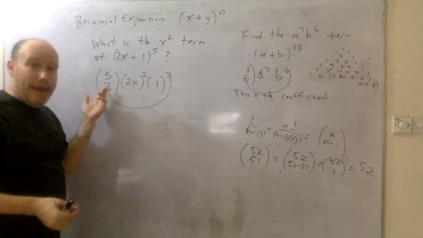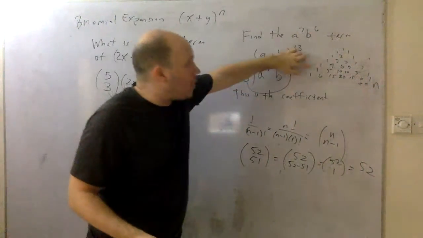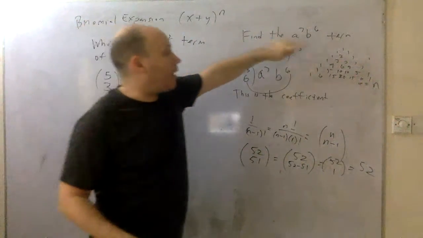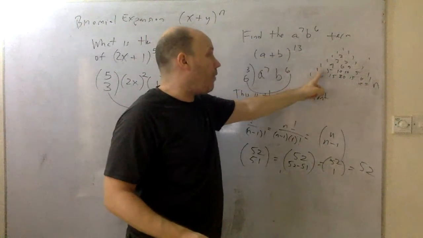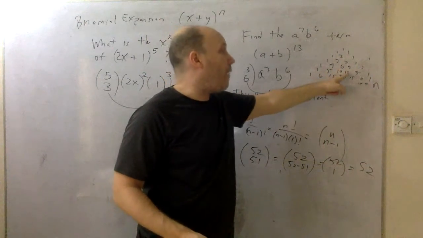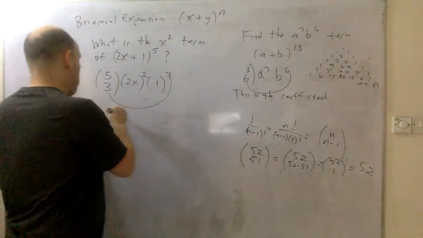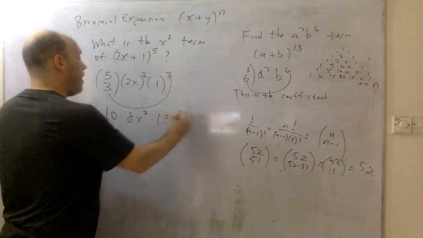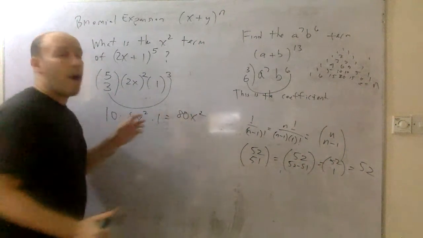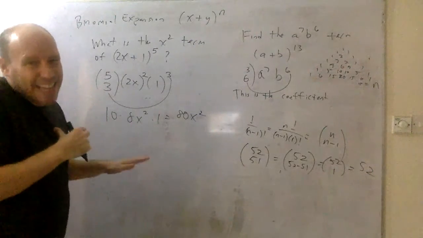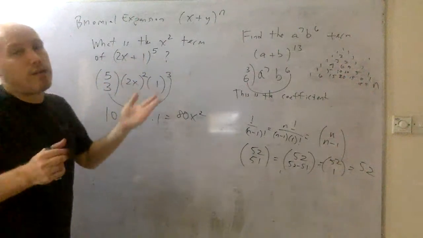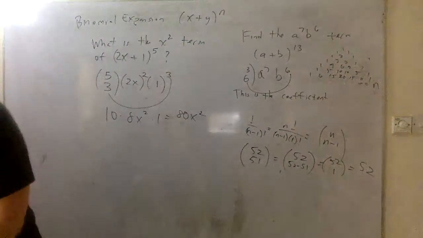We can either do it by hand, or we know it's the row with 6 terms, because it's to the 5th power. 5 choose 0, 5 choose 1, 5 choose 2, 5 choose 3, times 8x squared, times 1, final answer, 80x squared. So you have a couple of methods. Personally, I get lazy and I just look at Pascal's triangle, but if the numbers get too big, you can't do that.